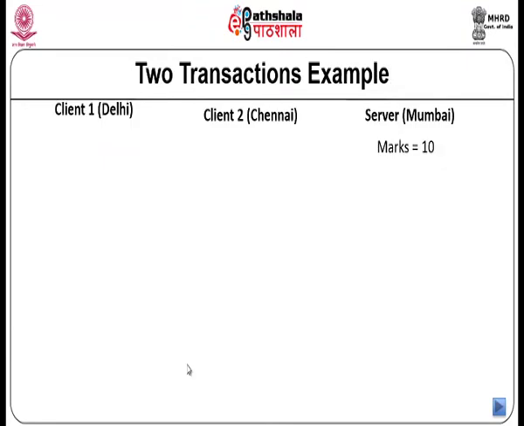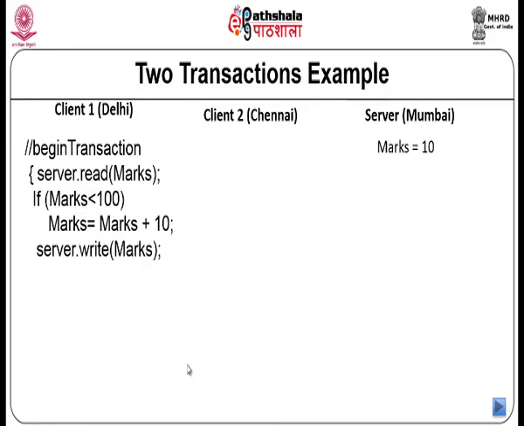Let us look at this. We will use this as an example. There are two transactions. One client in Delhi is looking at the value of marks, and the value of marks is in a server in Mumbai, and it is doing something and writing back. If this executes, it reads the value of 10, and if the marks is less than 100, then marks is marks plus 10, which makes the marks 20, and it writes back to the server.